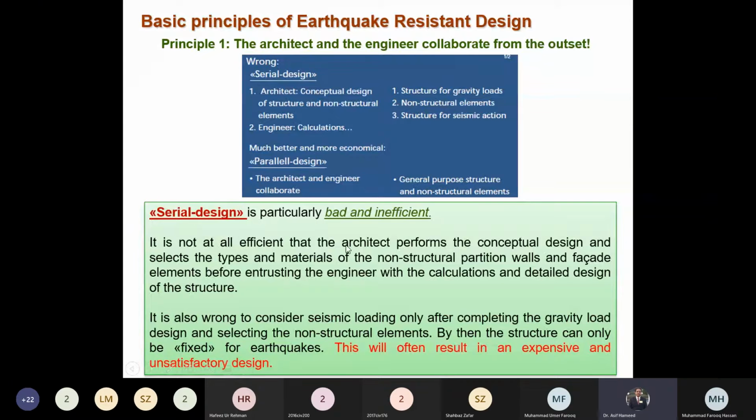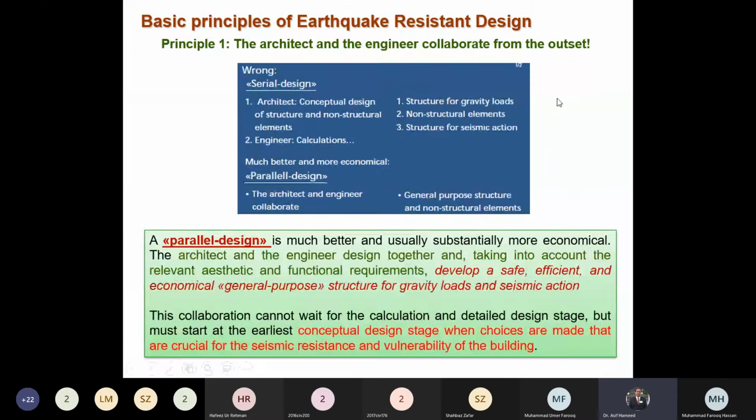Once the architect finalizes the architectural components, or the conceptual design, normally the routine is that the structural engineer then checks and decides about the sizes of the different components, sometimes the materials, and the foundation. So that is the serial design. Once the design is finalized by the architect, the structural design is then done by the engineer. That is a bad practice.